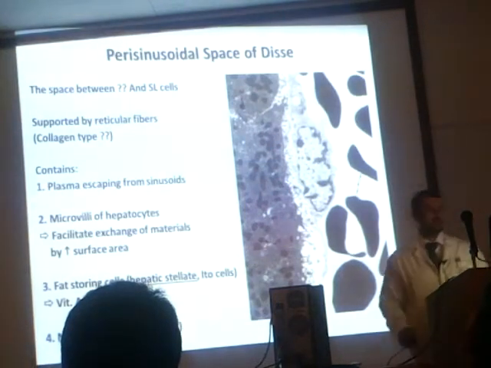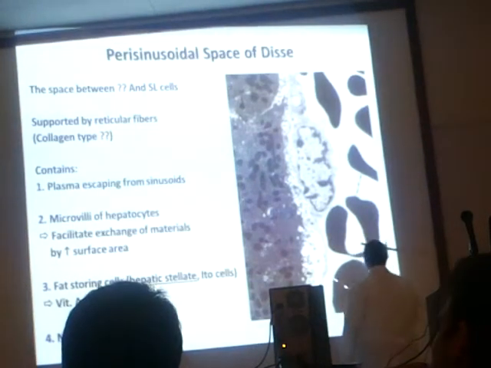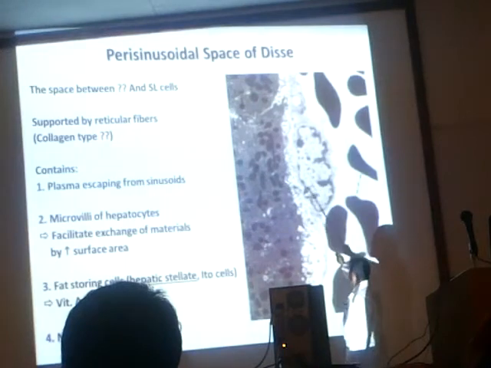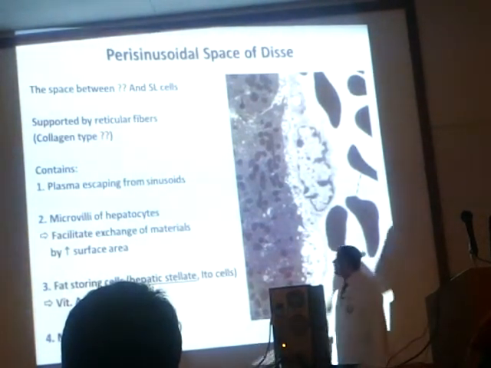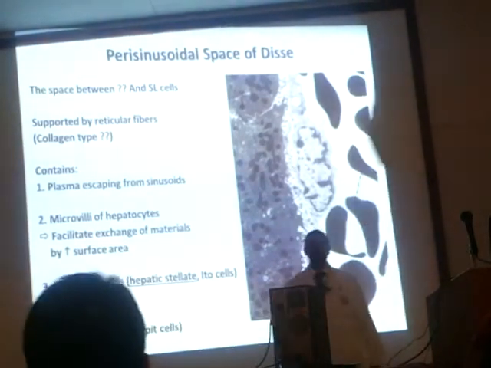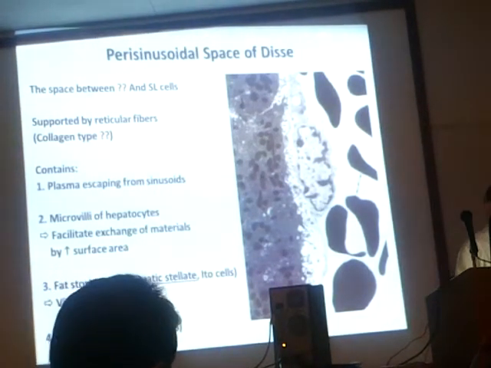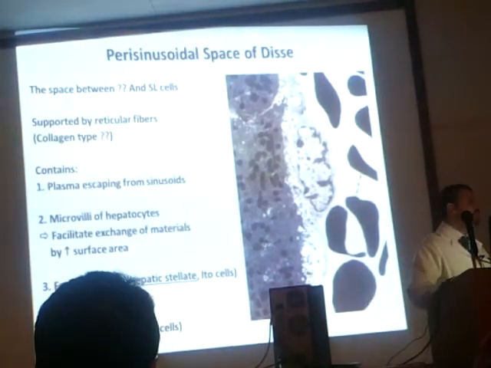So the perisinusoidal space or space of Disse is the space located here, as you see, between the hepatocytes and the endothelial lining cells. So it will be all this space. D indicates the space of Disse. So it's between the hepatocytes and sinusoidal lining cells. It's supported by reticular fibers. What are the reticular fibers? Collagen type 3. What's there in this space? There is plasma fluid, for sure, the plasma fluid of blood that can easily escape.